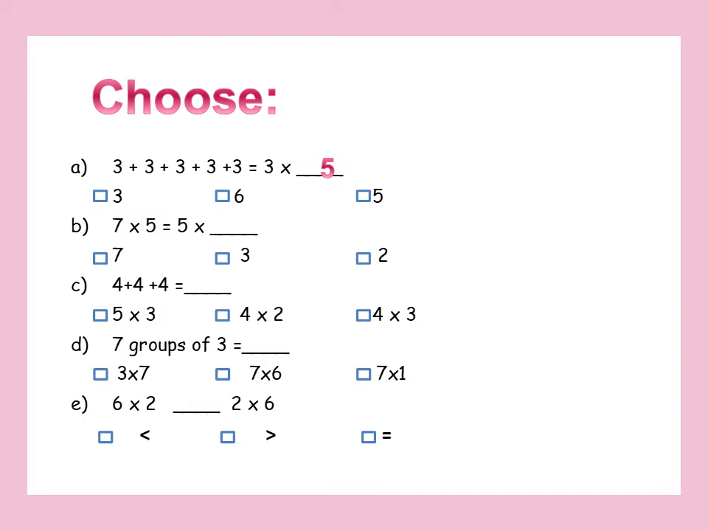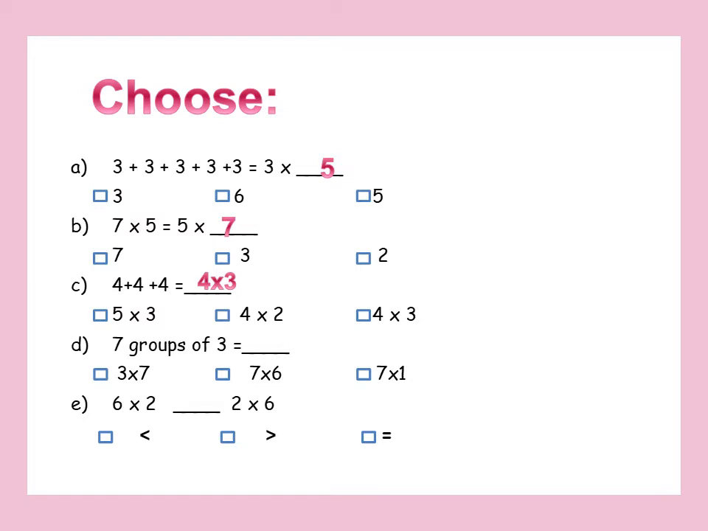The next one, 7 by 5 equal 5 by 7 or 5 by 3 or 5 by 2? 5 by 7. We can switch them and the answer will be the same. 7 by 5 means 5 by 7. Okay, here we have 4 plus 4 plus 4. We have 4 3 times. So it will be what? 5 by 3, 4 by 2, or 4 by 3? Think again. It's 4 by 3.